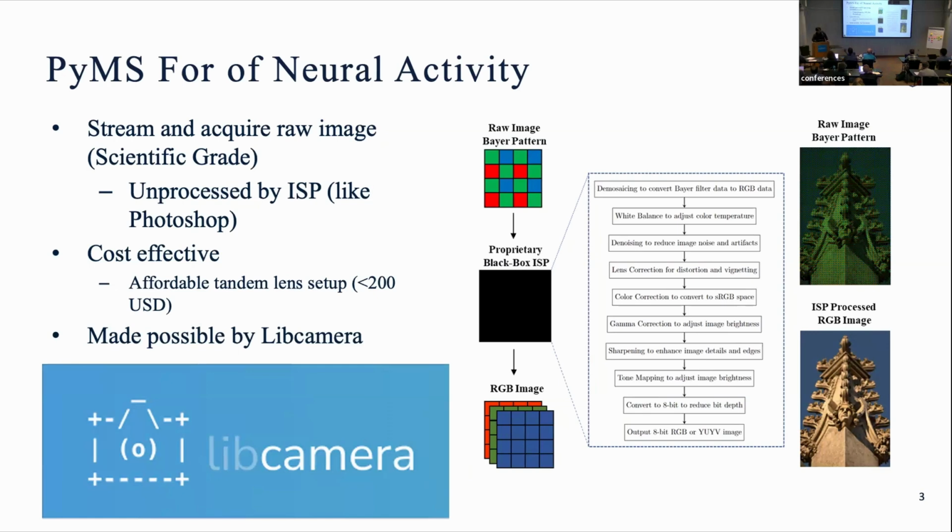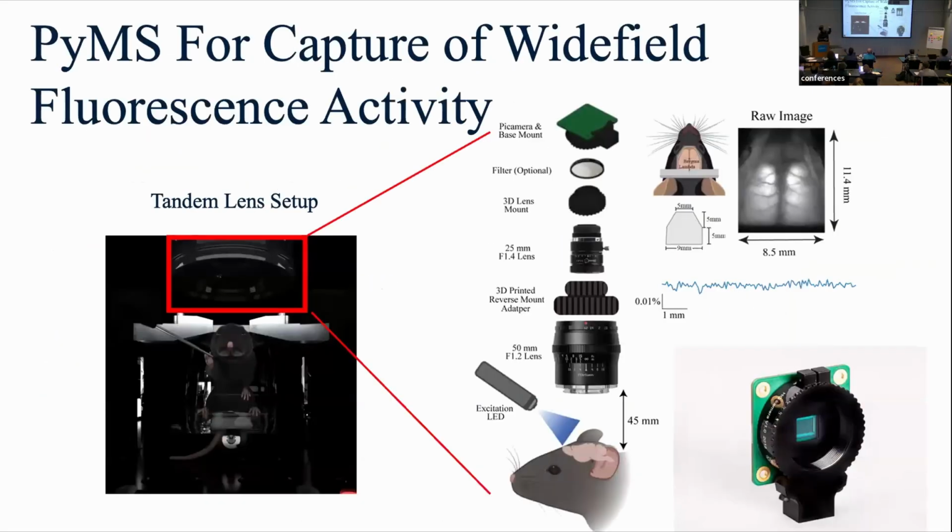Here for my research, we can do a lot of wide field imaging. So we do intact skull imaging. We have these genetic animal lines which express calcium indicators, and we can just image directly from the skull. We use a tandem lens setup to do this wide field imaging. This whole setup costs less than $500 overall.